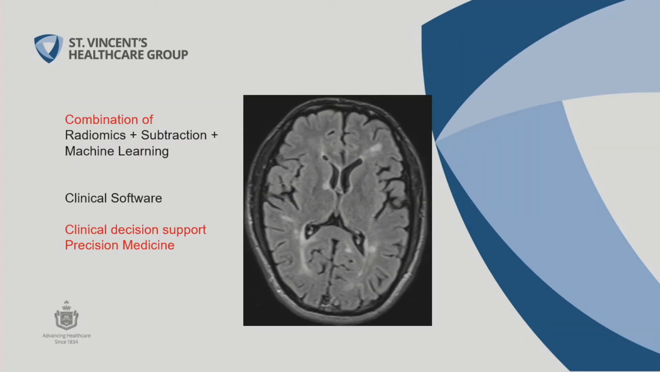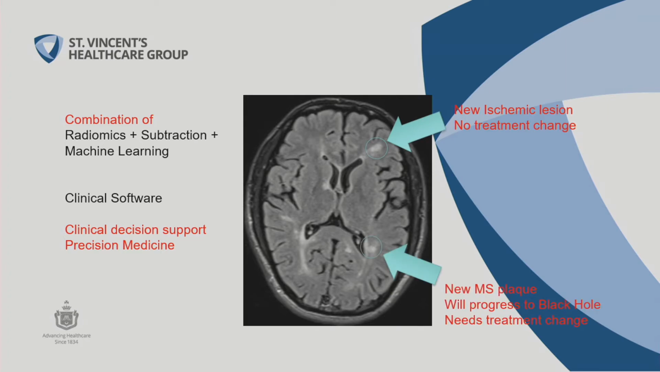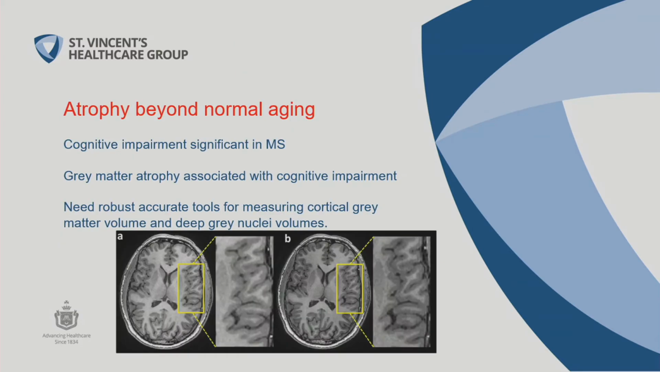So if we combine radiomics, we combine subtraction, we overlay machine learning, we develop a clinical software, we might end up with a software that tells us, well, here's a new lesion, but it's ischemic, so don't worry about it. Here's a new lesion, and this is going to be a black hole, so worry about this a lot, because this is going to predict the person having significant disability. And here's an area where there's going to be a new lesion in 6 months, so you should worry about that too. So that's the potential.